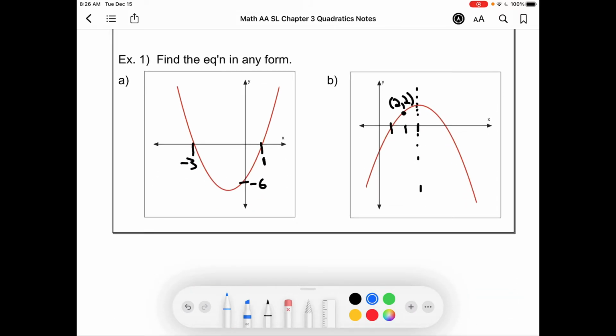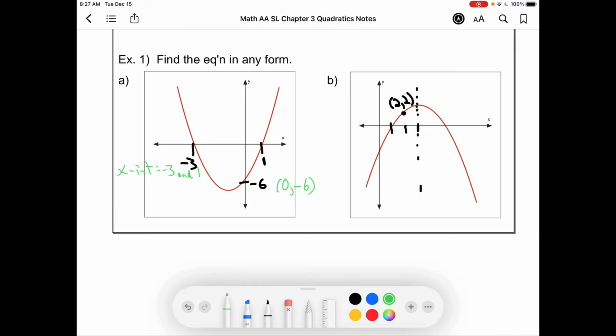It says, write in any form. Well, that's kind of helpful. Now let's think about what we know in this first one. We know the x-intercepts. They're at -3 and 1. We also know this other point over here, and it has coordinates. It just shows -6, but it's the point (0, -6).